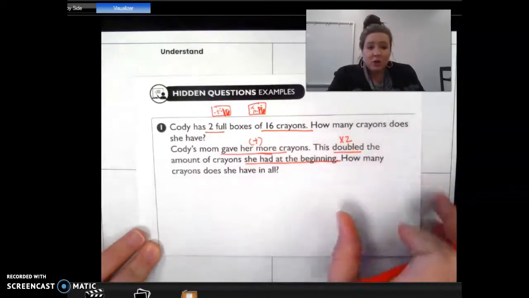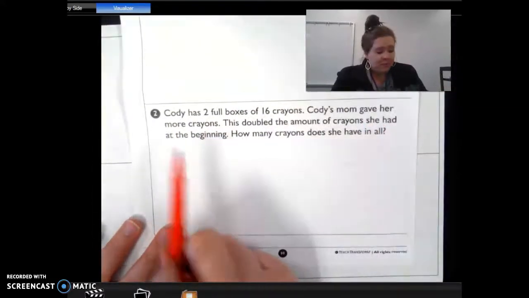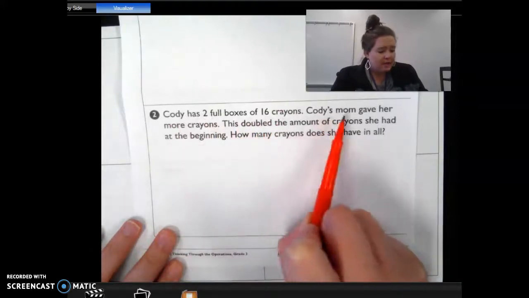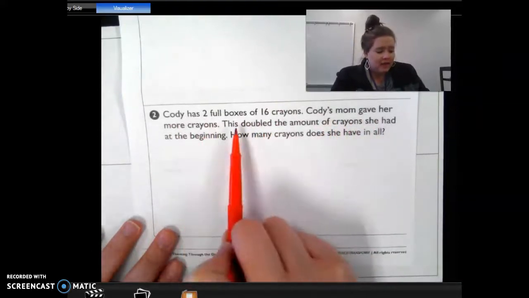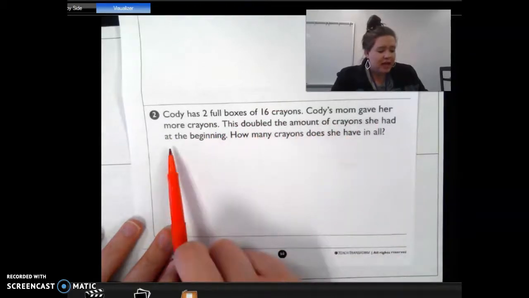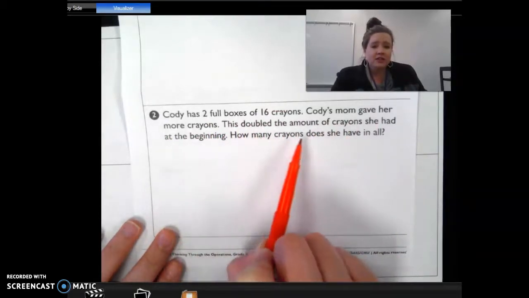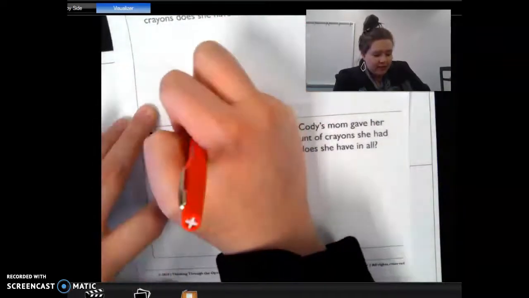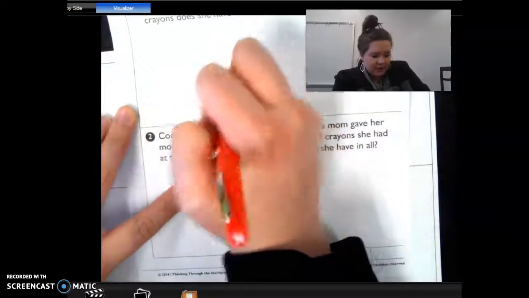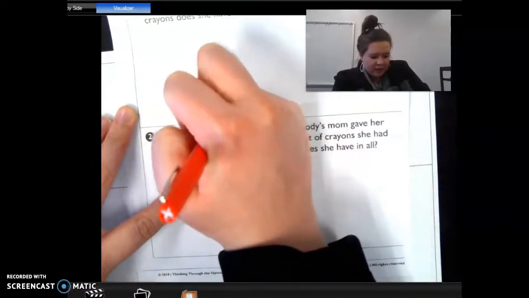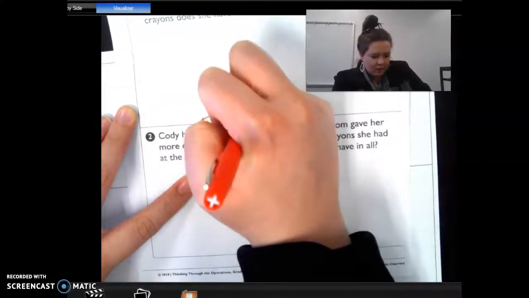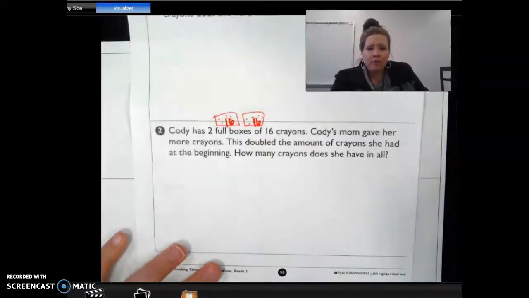And it's not going to normally ask you like this. This is what the question would normally look like. Cody has 2 full boxes of 16 crayons. Cody's mom gave her more crayons. This doubled the amount of crayons she had at the beginning. How many crayons does she have in all? Well, even if I go back to this, 2 full boxes. Here's my 2 full boxes with crayons in there. And I know that there's 16. Okay? Her mom gave her more.